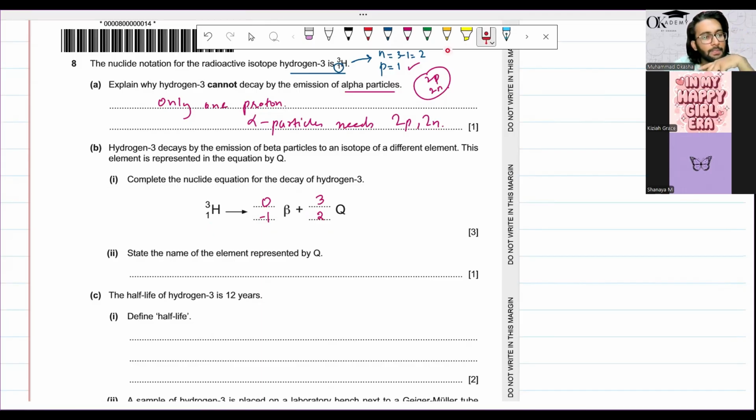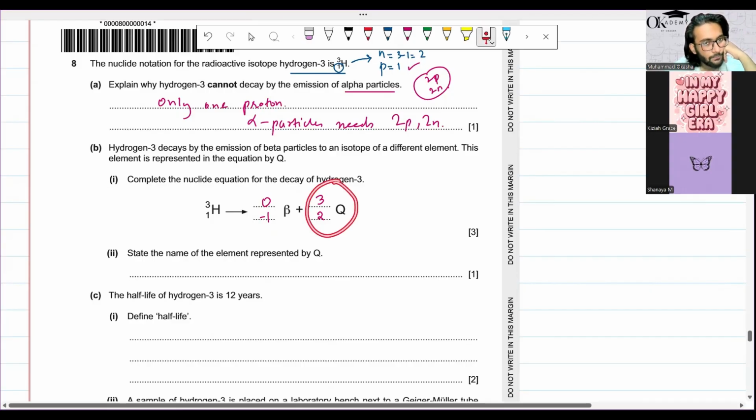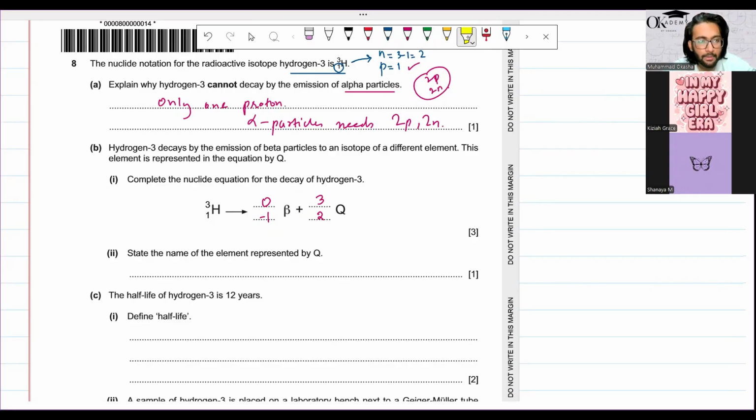State the name of the element represented by Q. Can you tell the name of this part? What's the identity mark of any element? It's not the mass number, because the mass number can change, right? The identity mark of an element is its atomic number. That's how you identify an element.